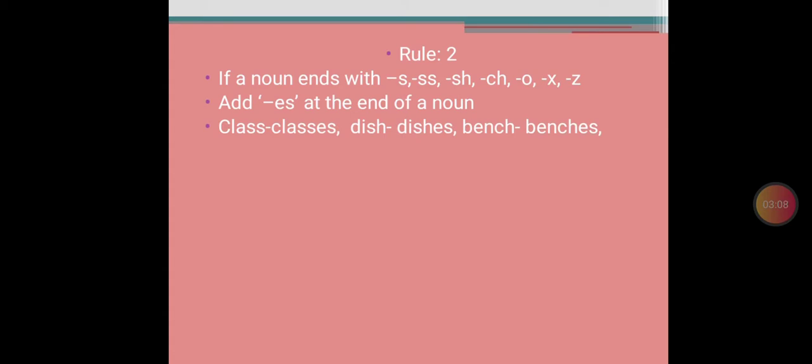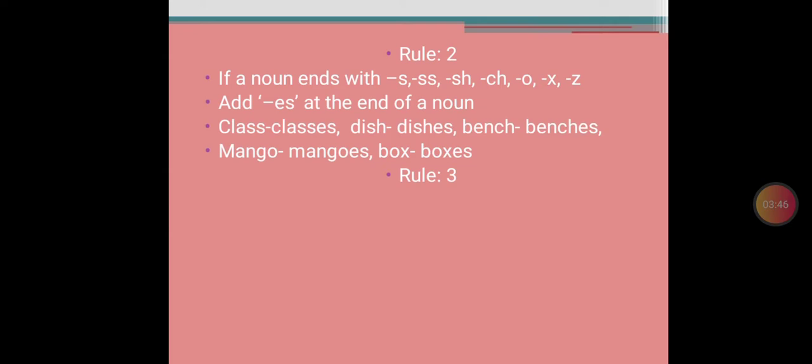Class, classes. Dish, dishes. Bench, benches. Then mango, mangoes. Box, boxes. Here again I remind you that if nouns end with s, double s, sh, ch, o, x, z, then we simply add es. Just observe these nouns and automatically you will come to know.